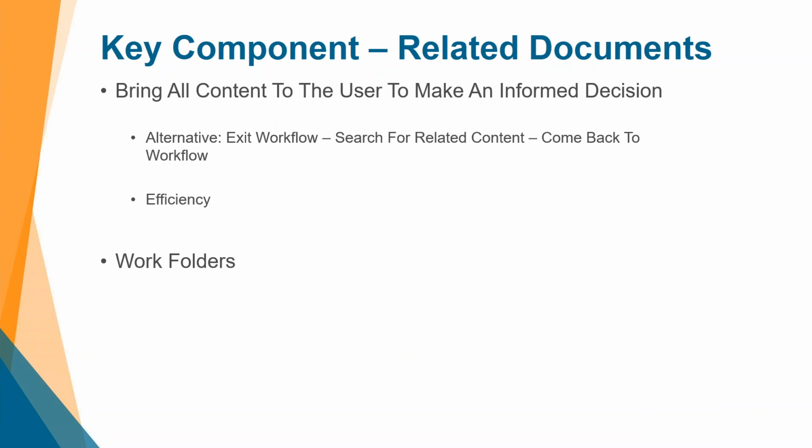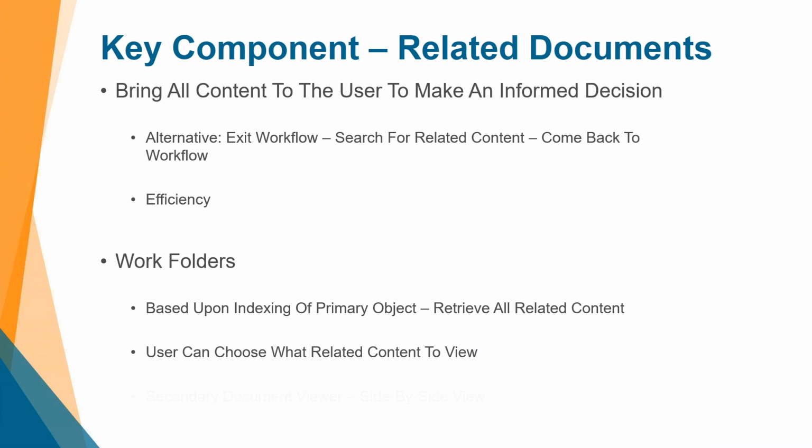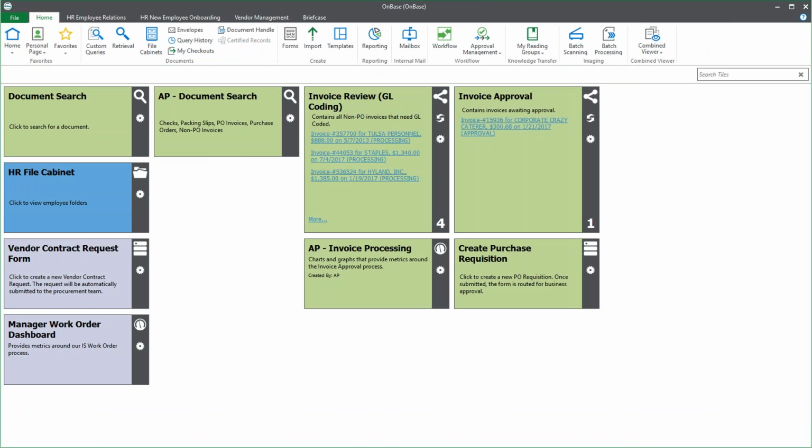So if we can bring that to everybody and it works that much quicker, how we do that in OnBase is through what are called work folders. Based upon that primary object coming into the system, we can retrieve all of the related content, typically based upon some related keywords between these different document types and these different objects. That is delivered into the system as a related document within the work folder. The user can choose then to view whichever content they need to, and there's also the capability of looking at that in the side-by-side viewer.